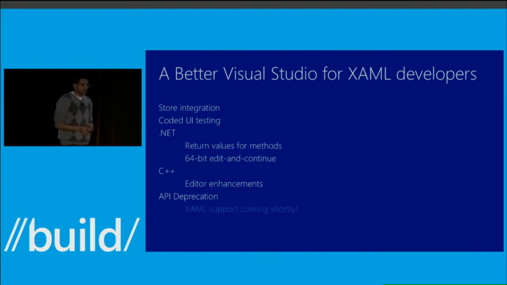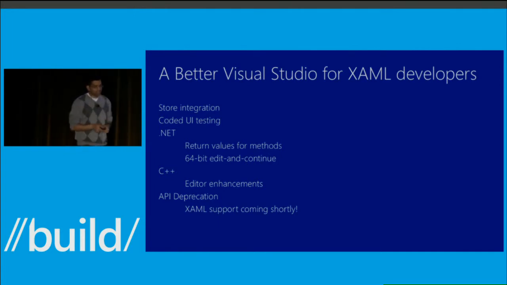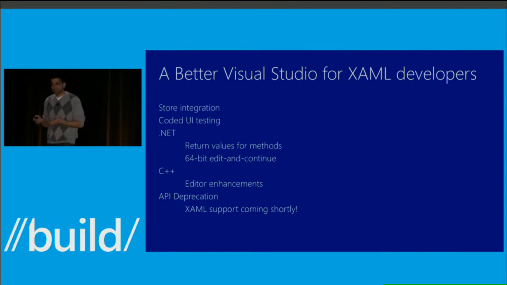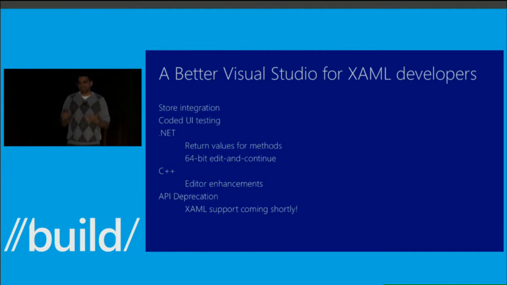We are happy to announce that we're also bringing the API deprecation support to the XAML system as well. So if you're actually using an API in XAML, this feature is not available in today's preview, but it will be available shortly in the next release of Visual Studio. We will tell you when the API is deprecated as you build your application, even if you're using it in XAML, which would have been really hard to detect otherwise.